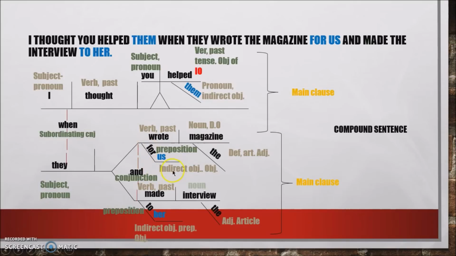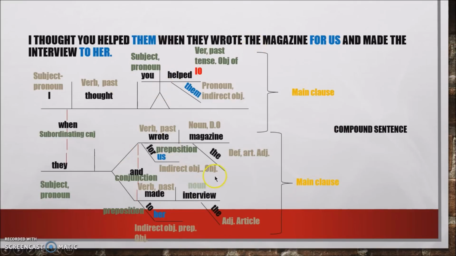Then we have for us. It's an indirect object, or a prepositional object. Why? Because it comes after the preposition for. Then we have the, that it's a definite article that works as an adjective. And then we have another conjunction that it's and. It connects these two clauses. Then the verb is made and it's in past. Then we have the direct object: made what? Made the interview. Interview is a noun and direct object. Then the is an adjective and an article. Then we have another prepositional object because it starts after to, that it's a preposition, and this together is the indirect object.